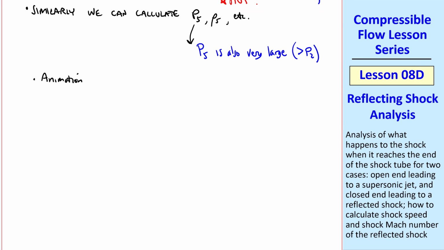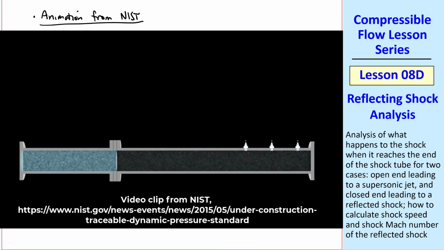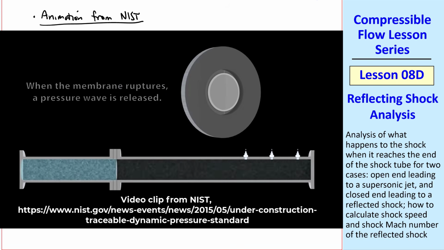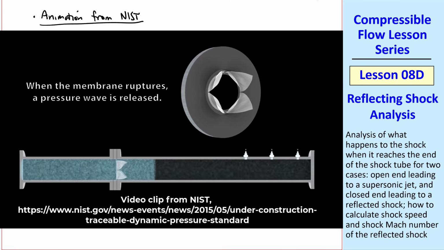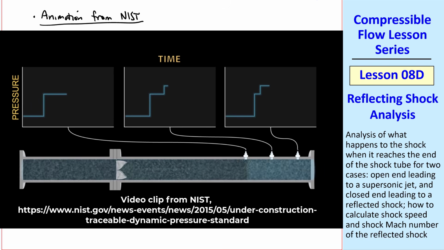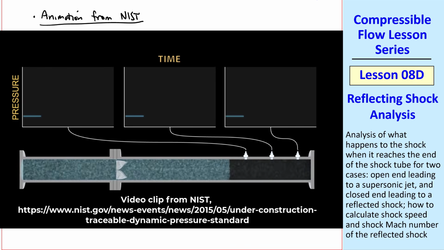Finally, I'll show a short animation created by NIST that shows a shock tube. This shock tube has 3 pressure sensors, and you can see the diaphragm. When it breaks, you get a shock traveling down the tube. When the shock hits the end of the shock tube, it reflects. The pressure rises as soon as the shock passes one of the sensors, and when the reflected shock passes the other way, the pressure increases again.